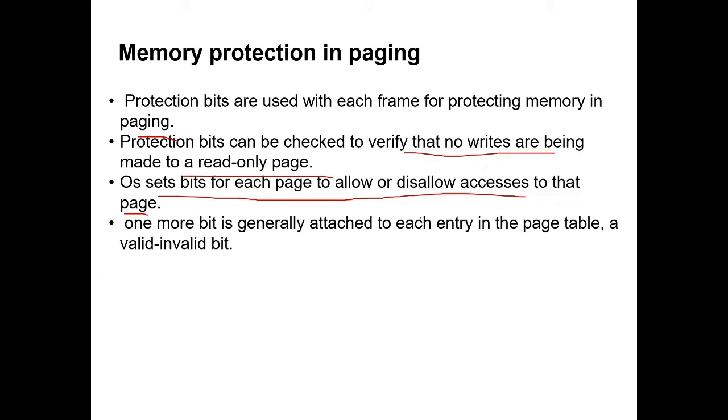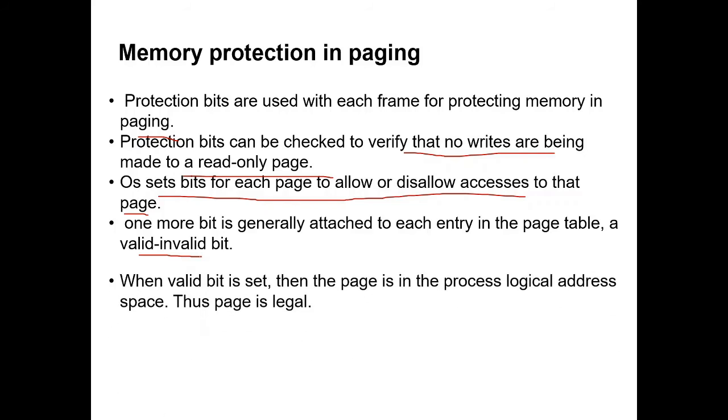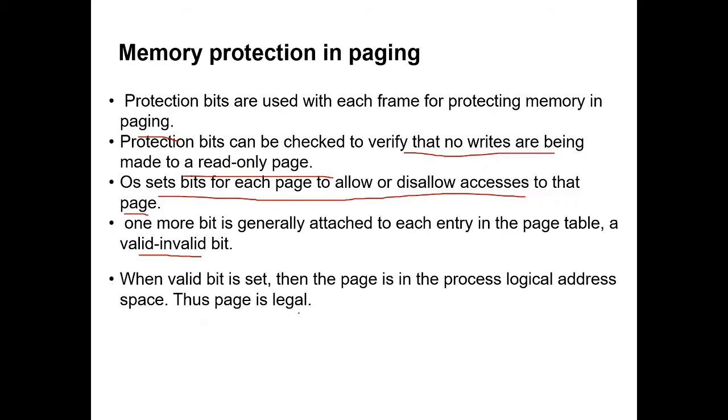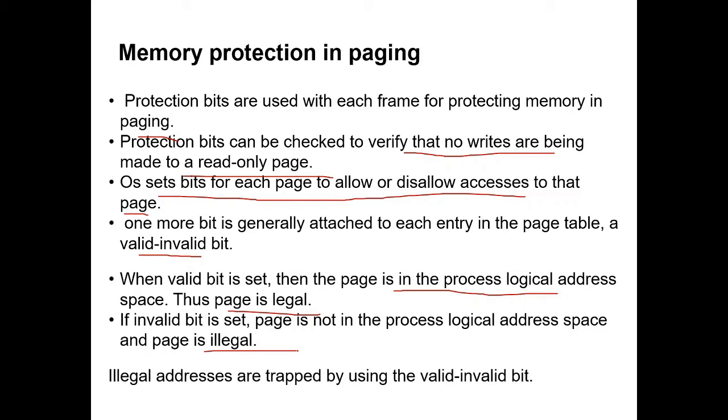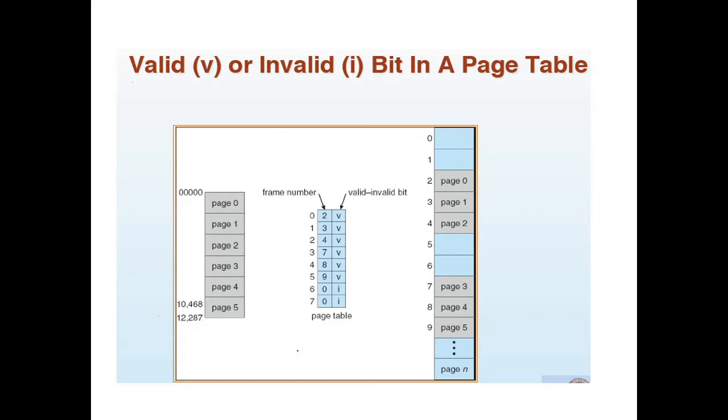One more bit generally attached to each entry in the page table is the valid and invalid bit. When the valid bit is set, then the page in the process is a legal page. When it is an invalid bit, then the page in the process is an illegal page. So illegal addresses are trapped using the valid and invalid bit.